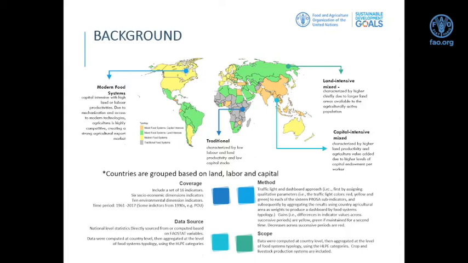So I should highlight that the scope of the report is crop and livestock production systems.